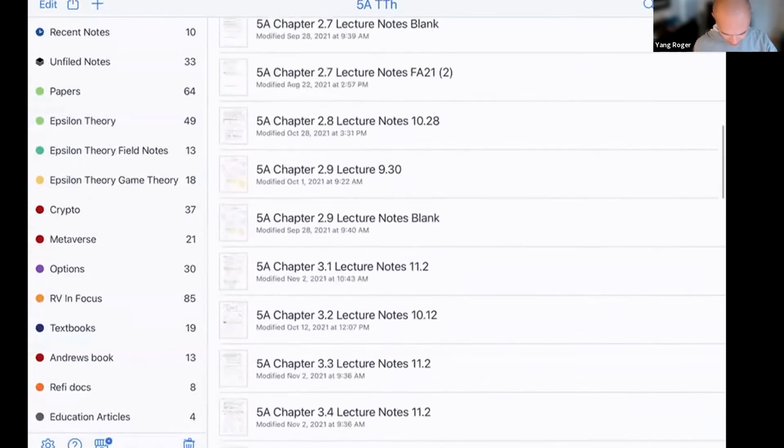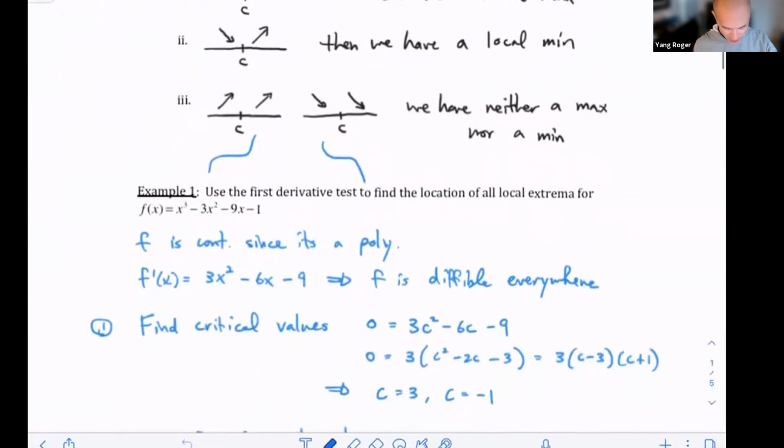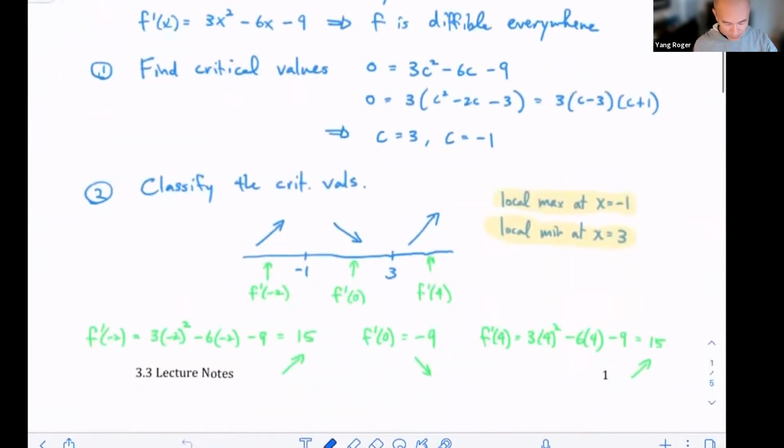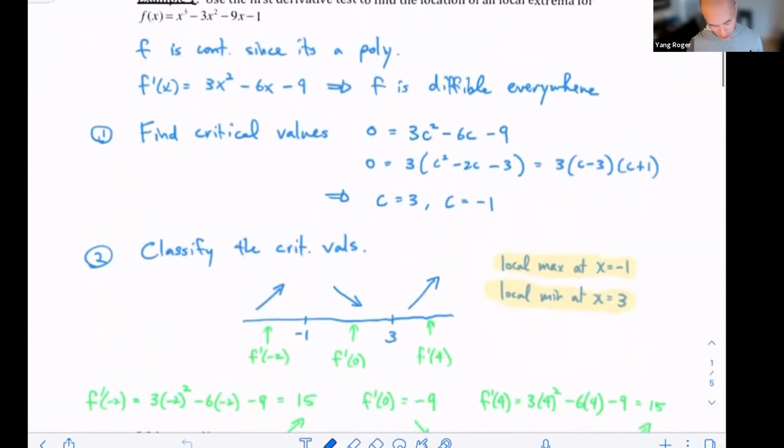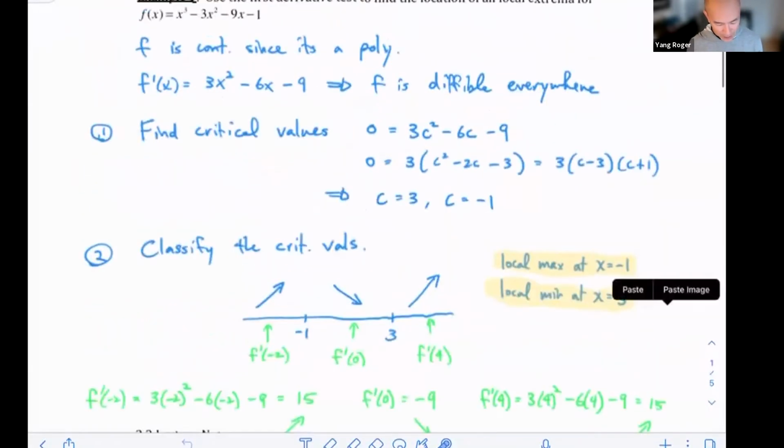So let's take a look at our 3.3 worksheet. There are those pictures that I told you about. I give an example. You know, what do you do? First, you find the critical values, and then you classify the critical values by, in this case, we use test points. So I take my domain of a polynomial, which is all real numbers. But because my critical values are -1 and 3, I can divide my domain up into 3 pieces, from -infinity to -1, -1 to 3, 3 to positive infinity, like that.